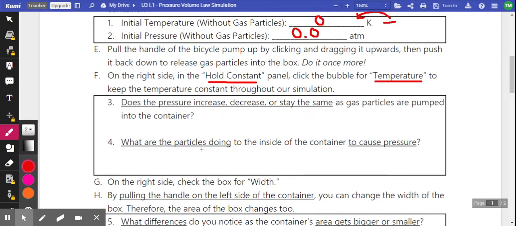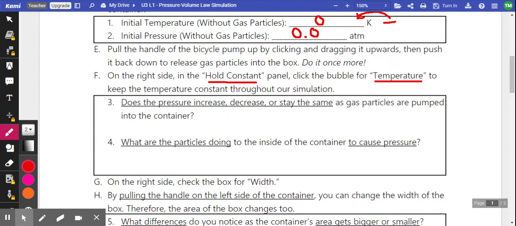Okay, what are the particles doing to the inside of the container to cause pressure? Well, pressure is just force on an area. So if those particles are bouncing around, they're going to be, boom, boom, boom, hitting the inside of the container. That's force that they're exerting, that they're pushing. So the particles are hitting the inside of the container to cause that pressure.